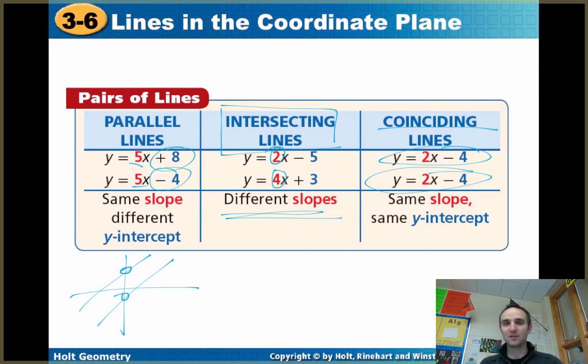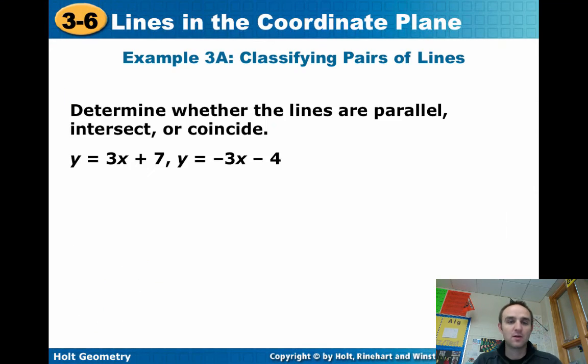They're going to look different. They're going to be in different forms. We're going to have to figure out that they have the same slope and the same intercept to be able to say that they are coinciding. So here we want to determine whether they are parallel, intersecting, or coinciding.